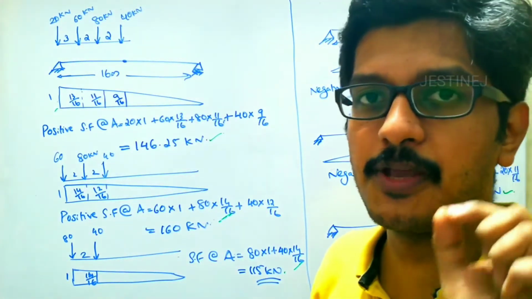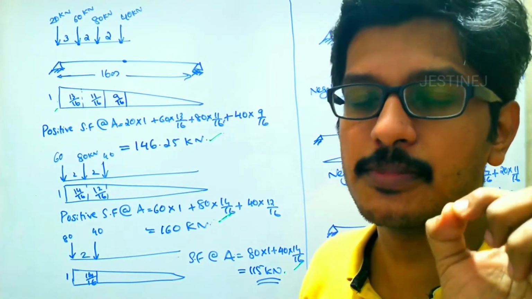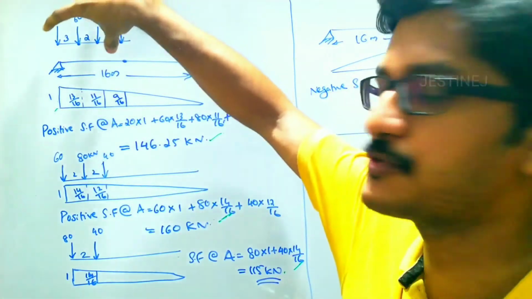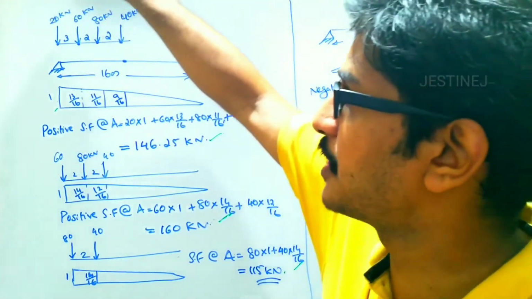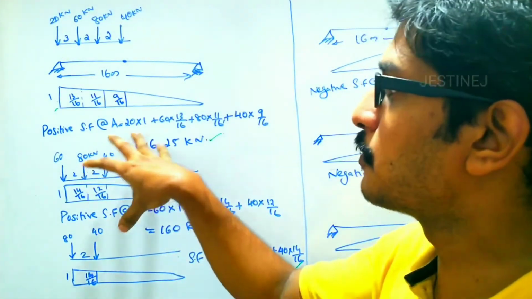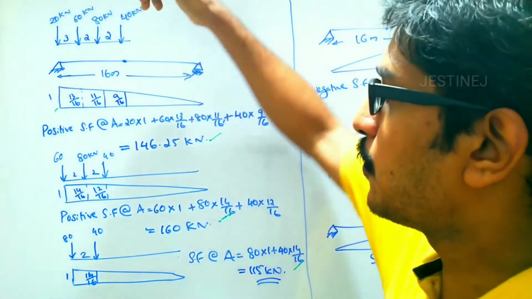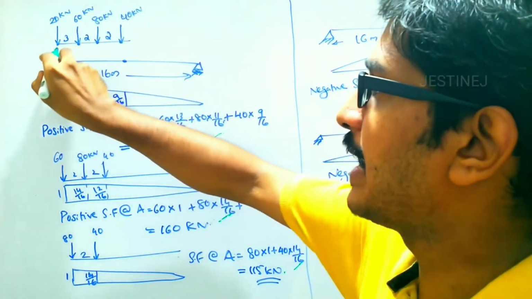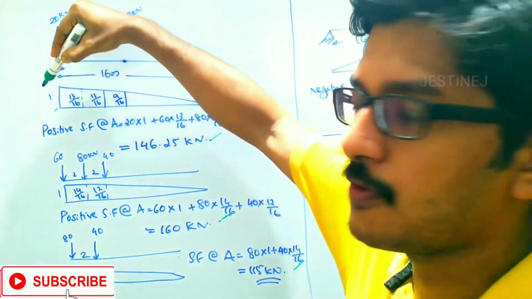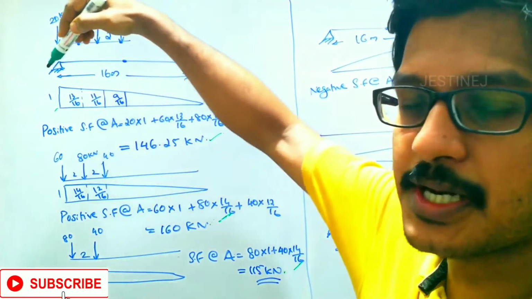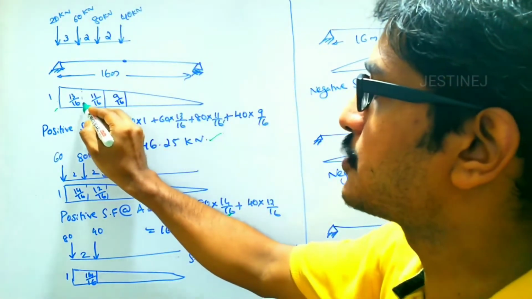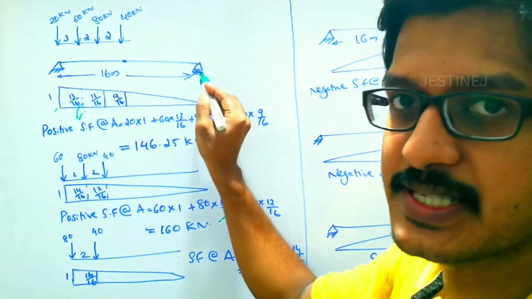Firstly, we note down that the positive shear force will occur at the support A. So we have to place the load in this format. In the first case, we will place the 20 kilonewton over the support A. Then we will find the positive shear force value at A. If we place this 20 kilonewton over the support A, the maximum ordinate will be 1, and using the similar triangle law, you can easily find the remaining ordinates also.